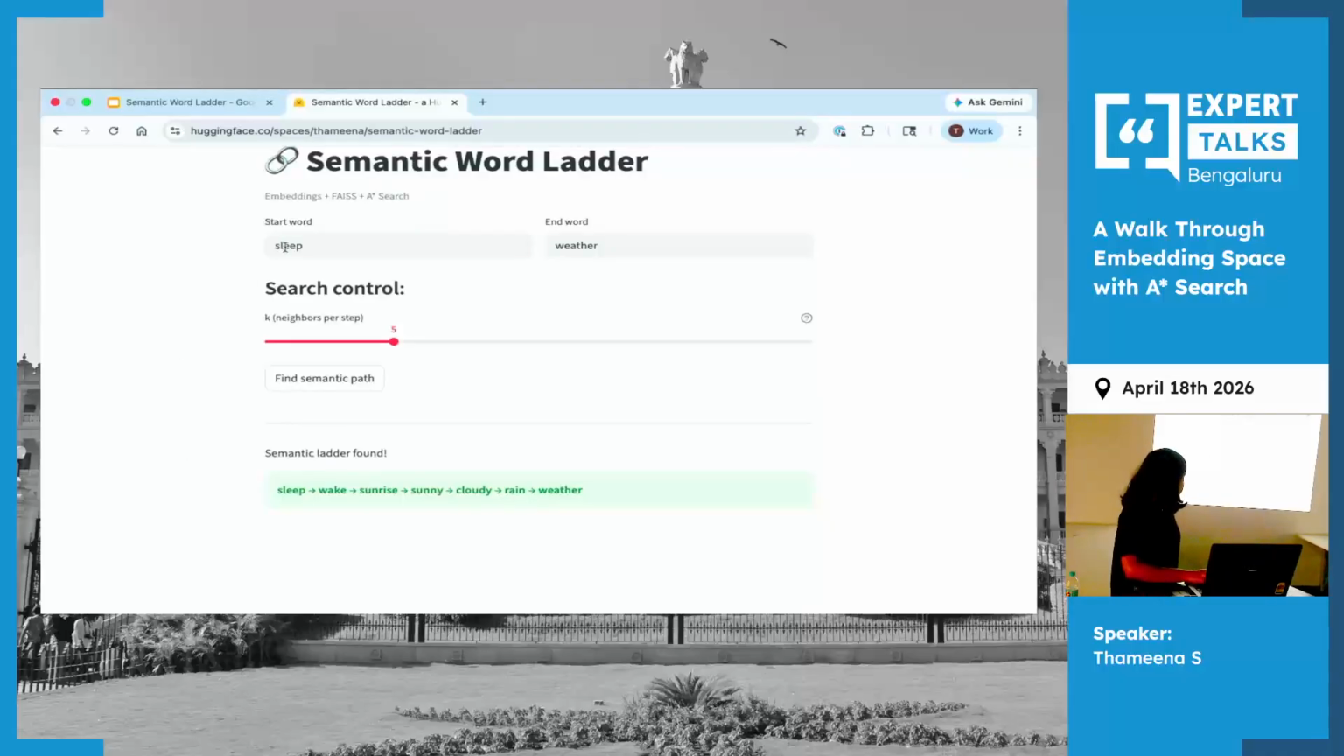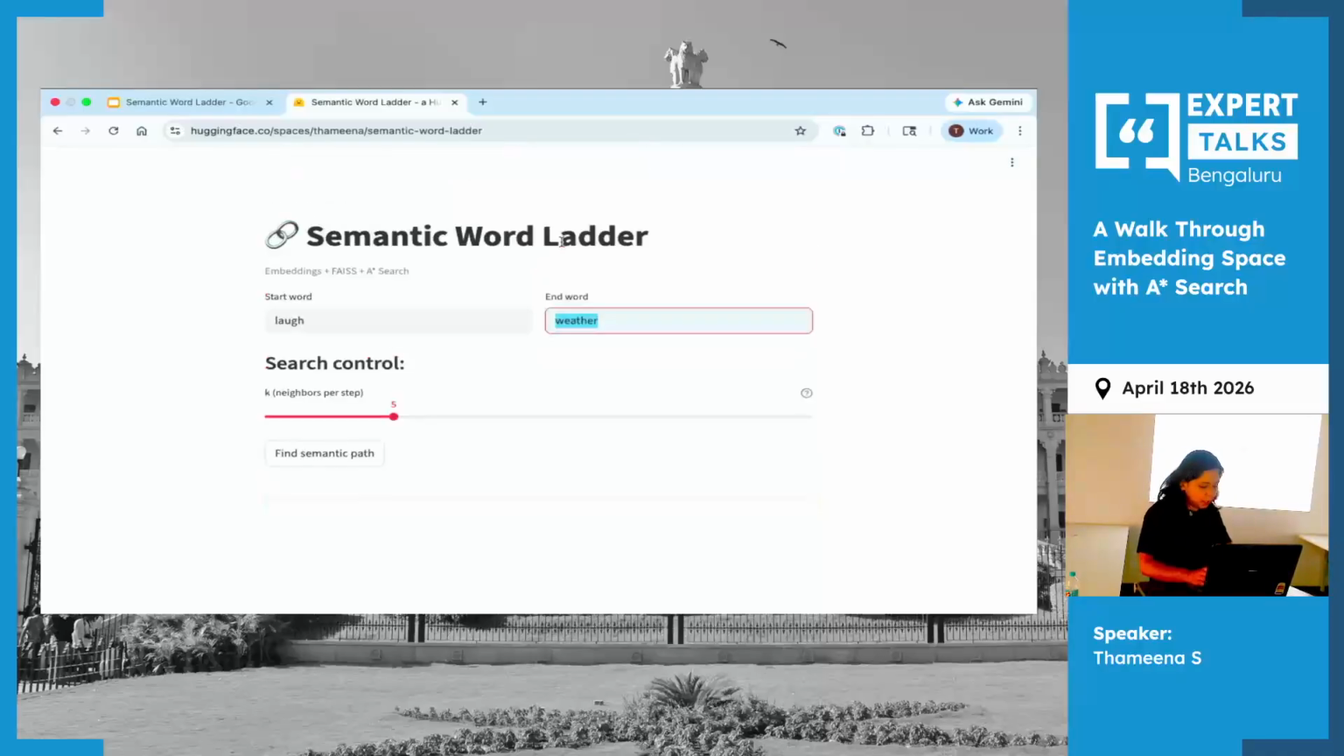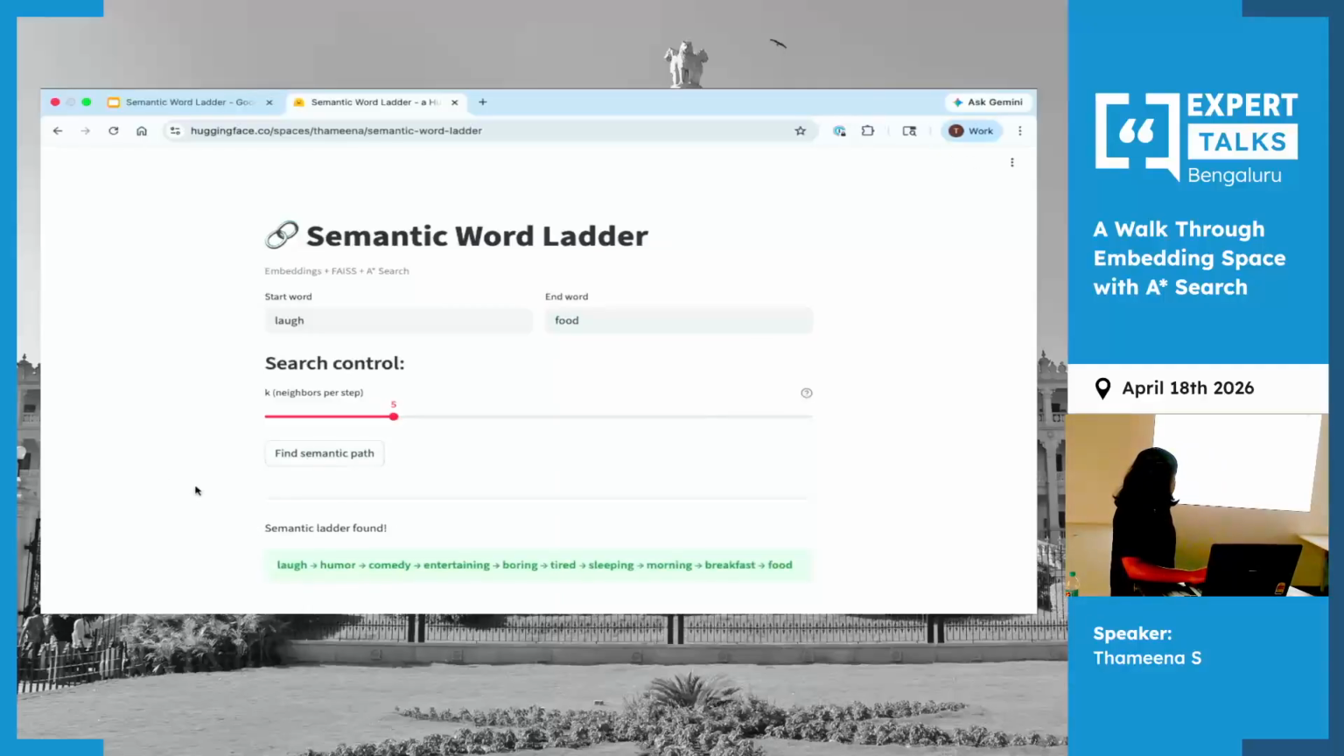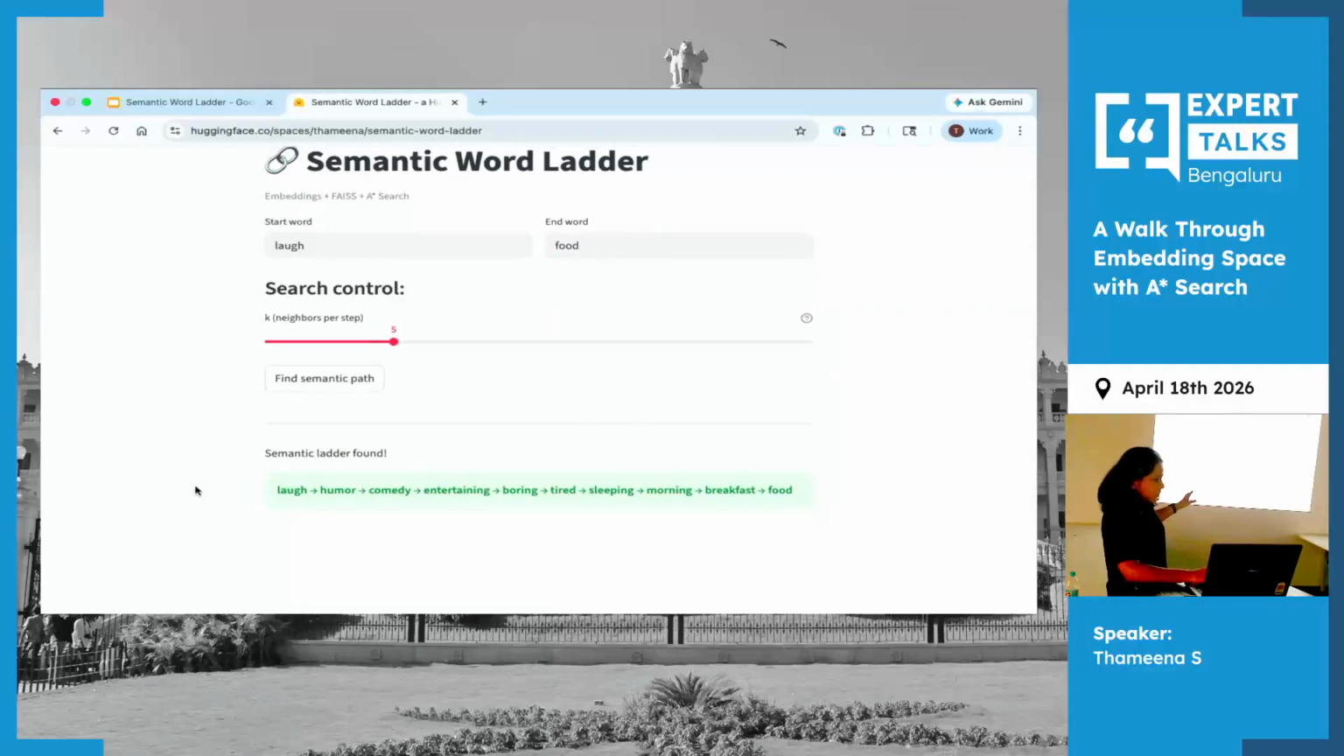Let's try a different word. Let's say laugh and maybe food. So this is what I have. This is a different ladder. Laugh, humor, comedy, entertaining, boring, tired, sleeping, morning, breakfast, and food.